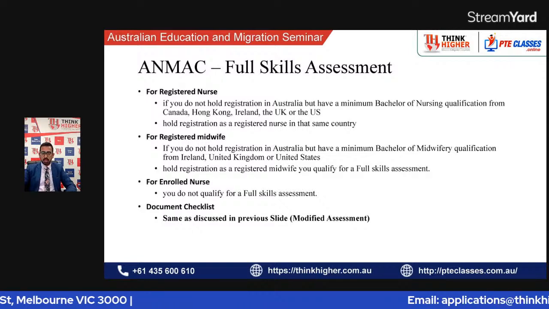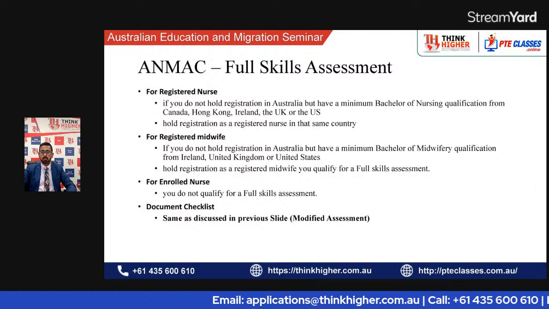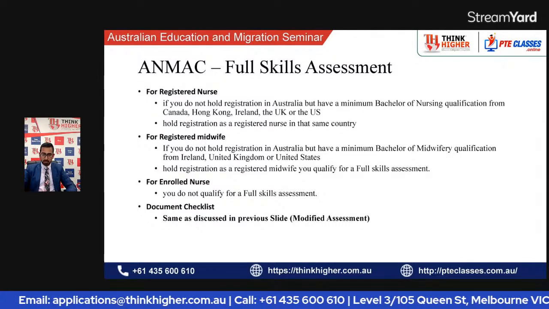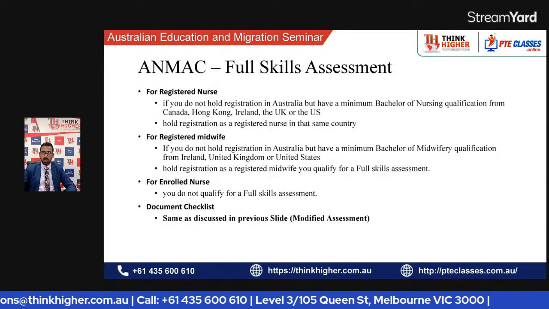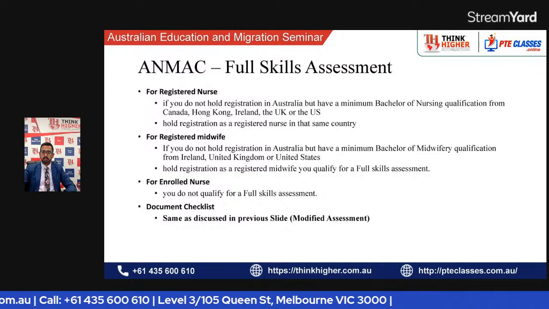So these are the requirements for applying for full skill assessment, but you need to ensure that you fall under these 5 countries in order to apply. Otherwise, just apply for registration first from AHPRA and then go with a modified skill assessment. That's the quickest pathway.